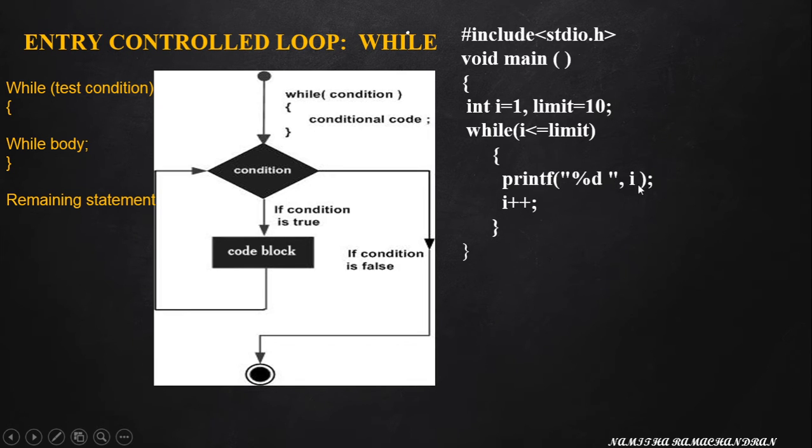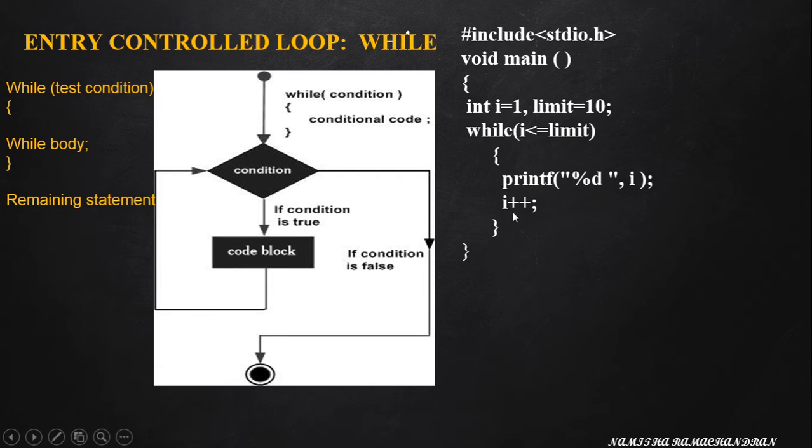The first statement of this while body is a print statement. Print the value of I. So it displays the value of I. The current value of I is 1. 1 is less than or equal to 10. So the control is transferred inside this while body and displays the value of I, that is it displays value 1.